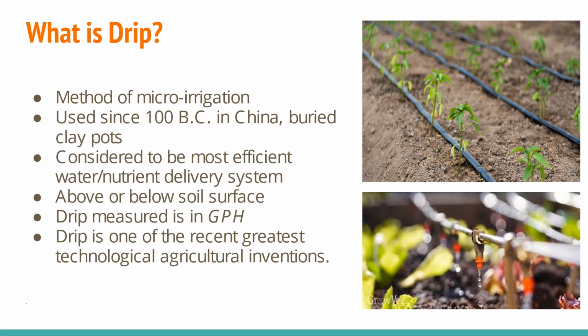The flow rate is typically significantly less than traditional methods. Traditional methods are measured in gallons per minute, whereas drip is measured in gallons per hour. Drip irrigation is considered to be one of the recent greatest technological advancements in agriculture.